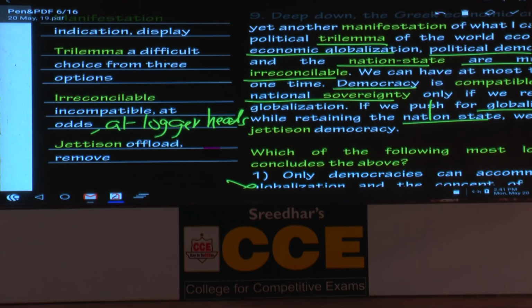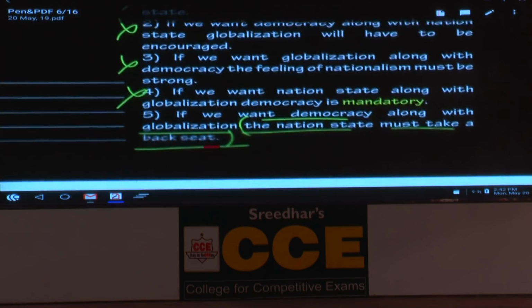They always argue. Jettison, offload, remove. It goes with aeroplanes usually. Sometimes it goes with ships as well. But in this context, a particular idea. Have you written all the three? Shall I change? What is the next one?